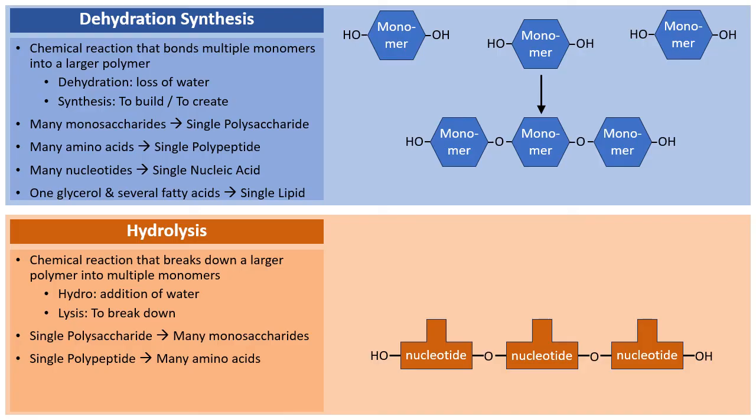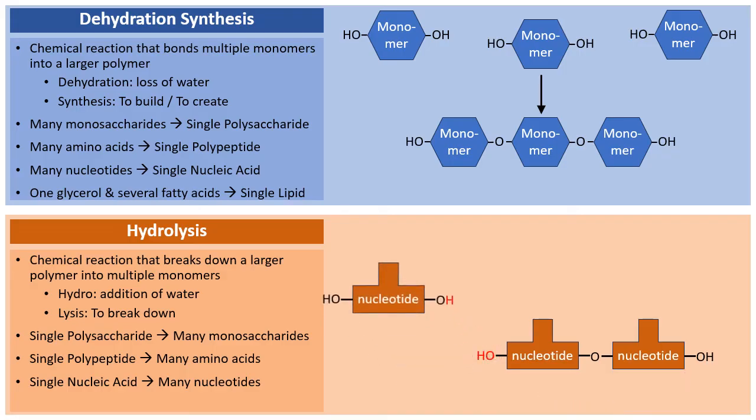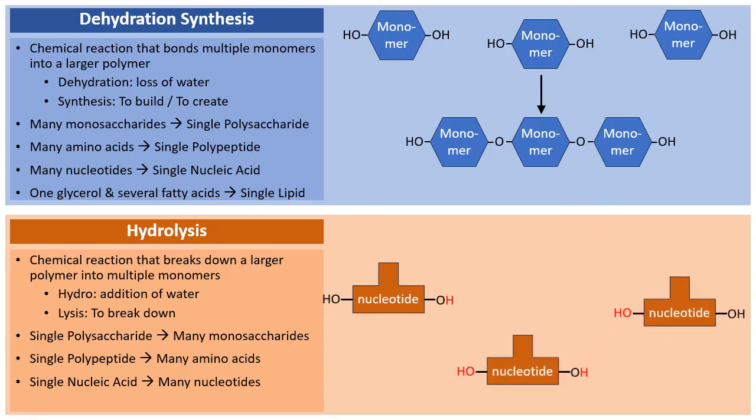In the case of nucleic acids, a single nucleic acid, that's what we have right here. One larger nucleic acid can be broken down into many nucleotide monomers. With the addition of water, the nucleotide on the left can be broken apart from the others. Let's do that one more time. With the addition of water, the other 2 nucleotides can be broken. So we started with a single nucleic acid, and we ended up with 3 nucleotides.